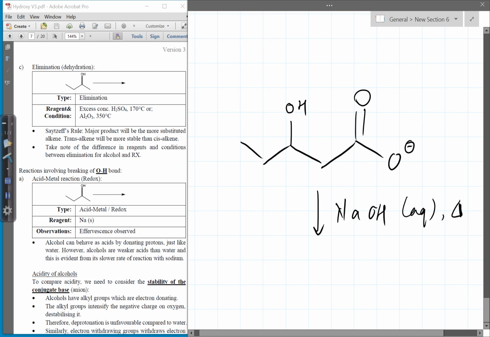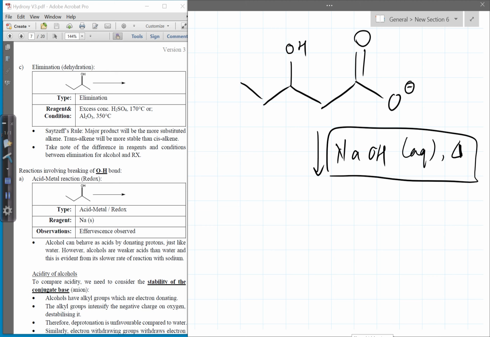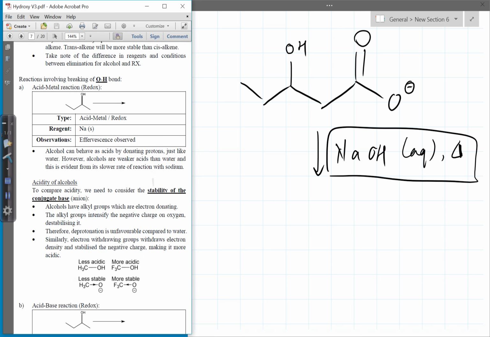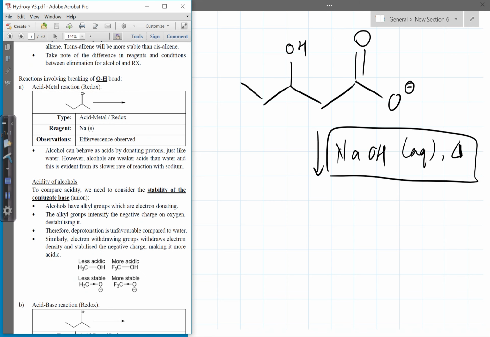So always look at this and think of all the possible reactions, not just the ones whereby you are familiar with, right? And this is the same thing when I ask you to propose a synthesis for a product, right? You don't just introduce reagents freely. You always have to consider, oh, are there any side reactions that will occur if I introduce this particular reagent? Okay? So next, reactions involving breaking of OH bond.